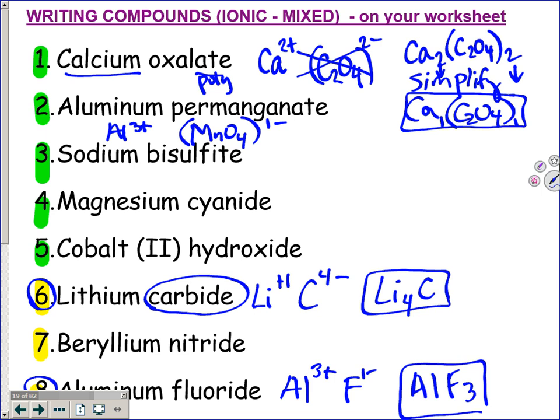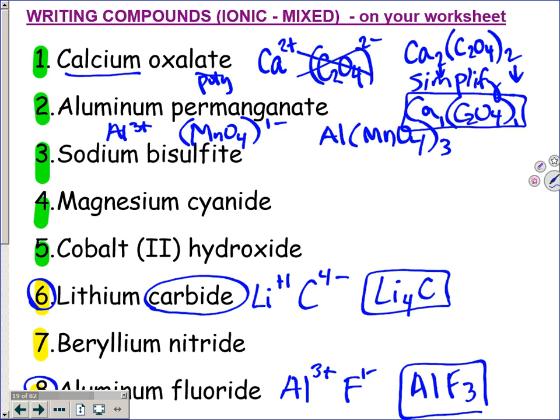Okay, so crisscross those, what's the formula? Al(MnO4)3. Because if you don't put the parentheses, it looks like I have how many oxygens? 43, which is bogus, right? Not right. Okay, let's do magnesium cyanide.